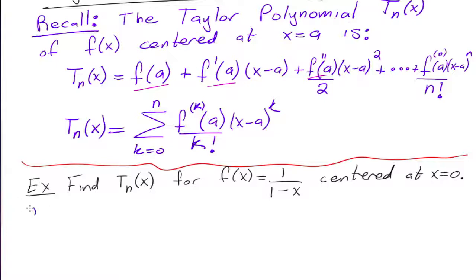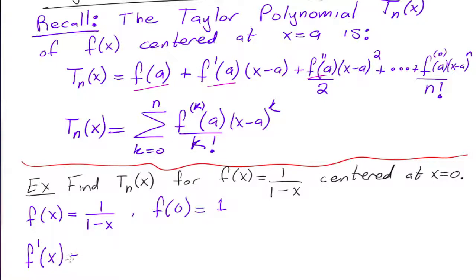So off we go. So I have f of x is 1 over 1 minus x. And it's centered at 0, right? So all of these are going to be evaluated at 0. So I'm going to do f of 0 is equal to what? 1, okay. So then I'll find the derivative. First derivative. f prime of x is equal to, what's the derivative of that?